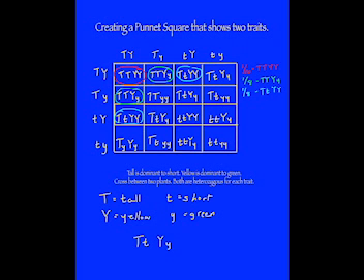So let's take a look at this next one. Oh, this one's heterozygous for both. There's one there, there's one there, there's one there, and there's one there. So 4 out of 16, or 1/4, are going to be heterozygous for both traits.